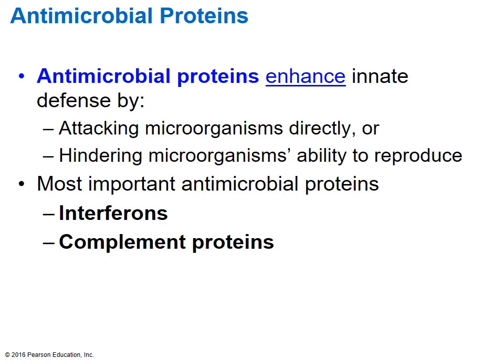But either way, when you hear about the antimicrobial proteins, their main method is that they can either attack the microorganism directly, or what they'll do is they'll try to hinder their reproduction cycle so they can keep the bacterial or viral count at a lower number, making it easier for your immune system to control or come over to the site of injury. The most important antimicrobial proteins, aka the ones that we're going to discuss, are going to be interferons and our complement proteins.